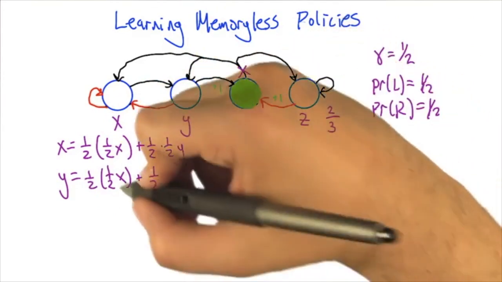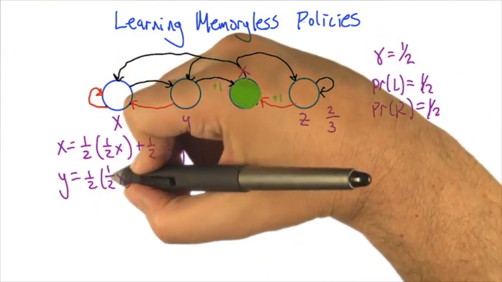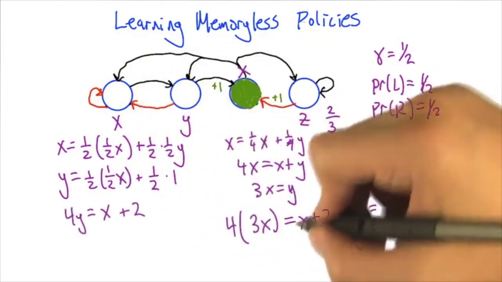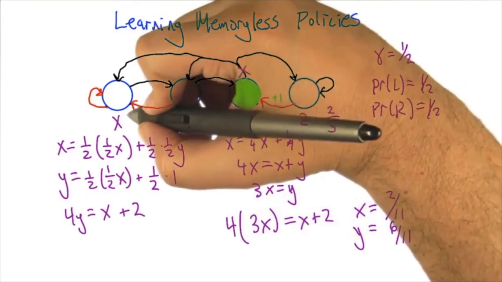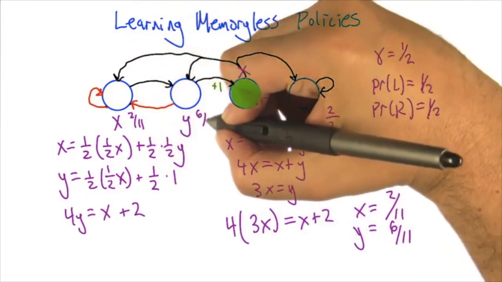So that's 2 equations and 2 unknowns. Yes, linear equations. It's even better. So convenient. Cool. And some normal algebra-ish kind of things later, I have x is 2/11, and y is 6/11. Better to be in y.